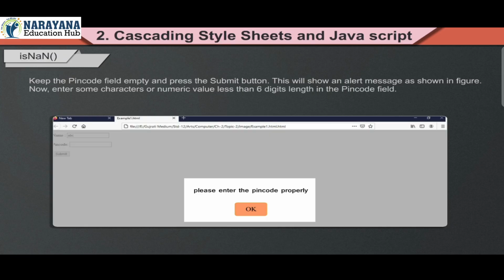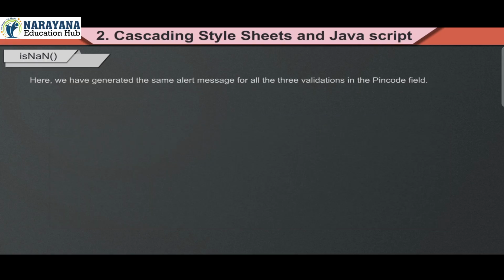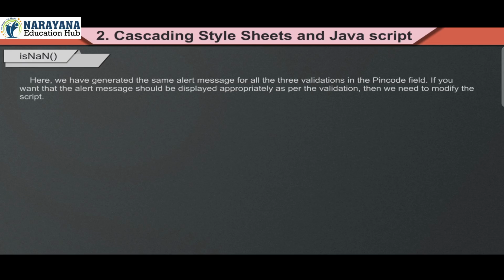Now enter some characters or a numeric value less than 6 digits in length in the pin code field. This will generate the same alert message as shown in this figure. Here we have generated the same alert message for all the three validations in the pin code field. If you want the alert message to be displayed appropriately as per the validation, then we need to modify the script.